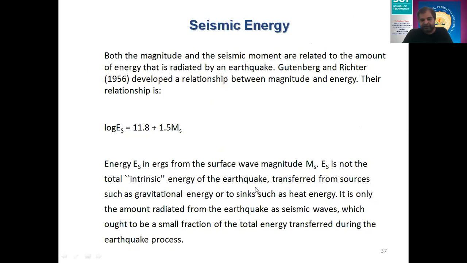ES is not the total intrinsic energy of an earthquake transferred from sources such as gravitational energy, or to sinks such as heat energy. It is only the amount radiated from the earthquake as seismic waves, which is a small fraction of the total energy transferred during the earthquake process.